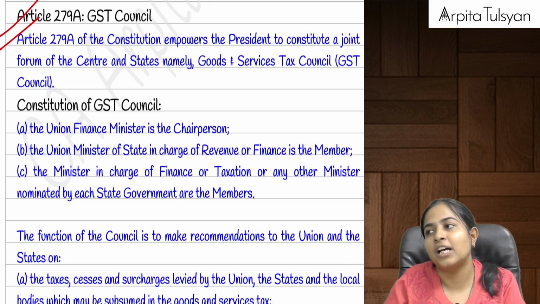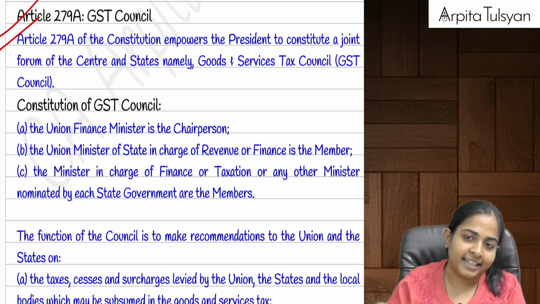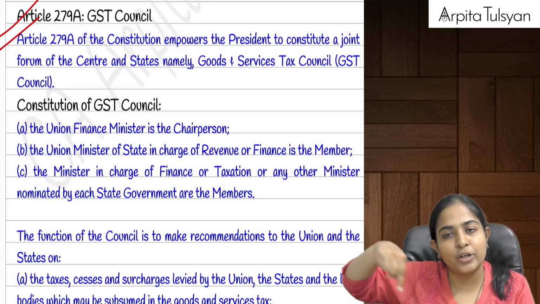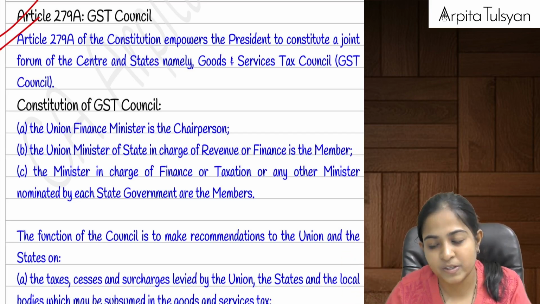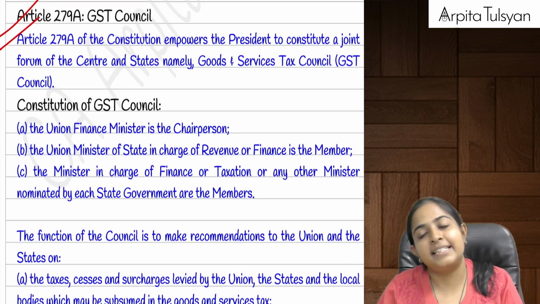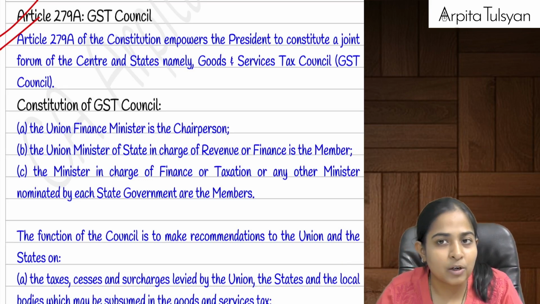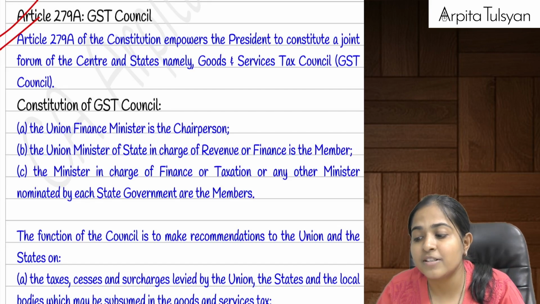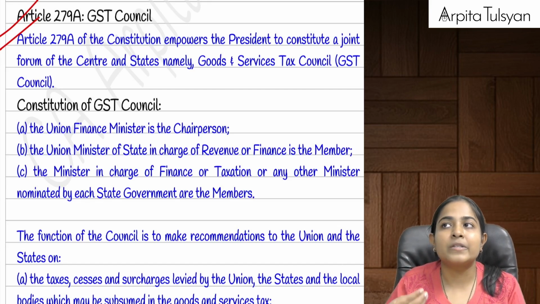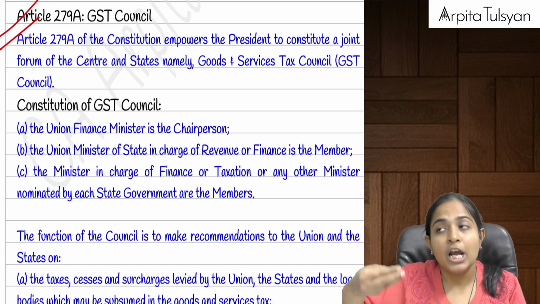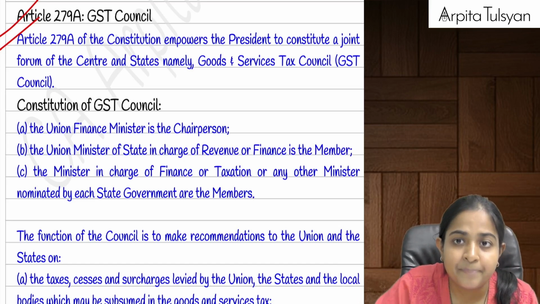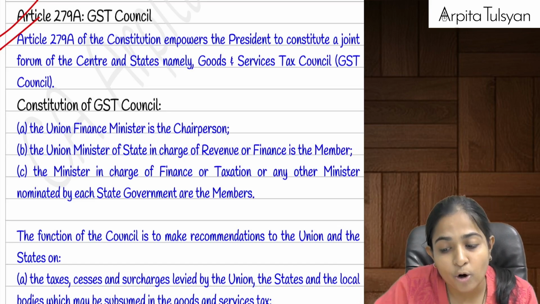Now, GST is a law of both center as well as state, so it says let's constitute a forum, a council which will include members from the center as well as members from the state, and let's call this council the GST Council. Now, what will be the work of this GST Council? The work of this GST Council will be to give recommendations to the union as well as to the state on matters regarding GST. Example, what should be the rate on the products?